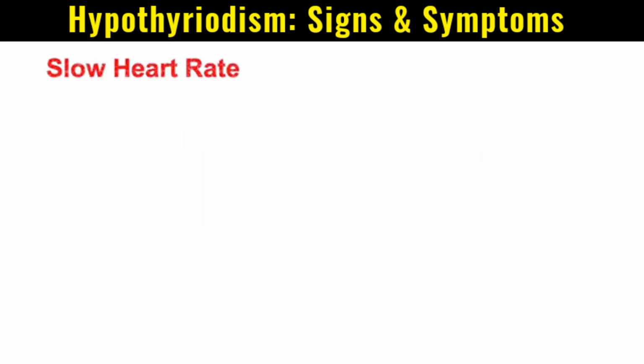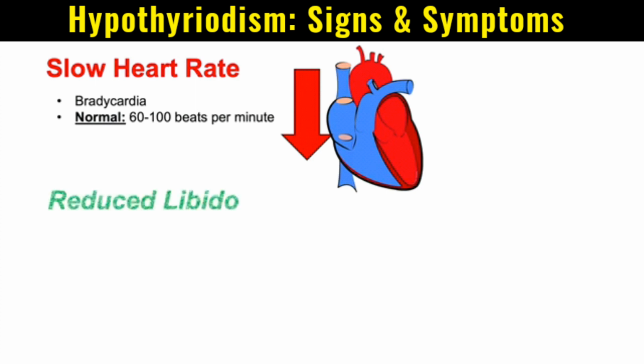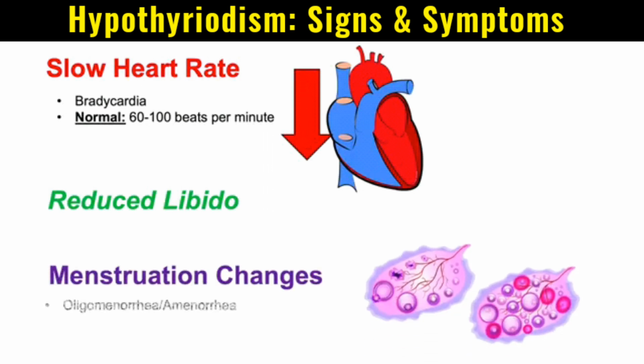And then some other signs and symptoms of hypothyroidism include slow heart rate, which we call bradycardia. So a normal heart rate is anywhere between 60 to 100 beats per minute, but we can see in hypothyroidism less than 60 beats per minute. So we can see a slow heart rate. We can also see reduced libido in hypothyroidism, and we can also see menstruation changes in hypothyroidism as well. So we can see oligomenorrhea and amenorrhea.